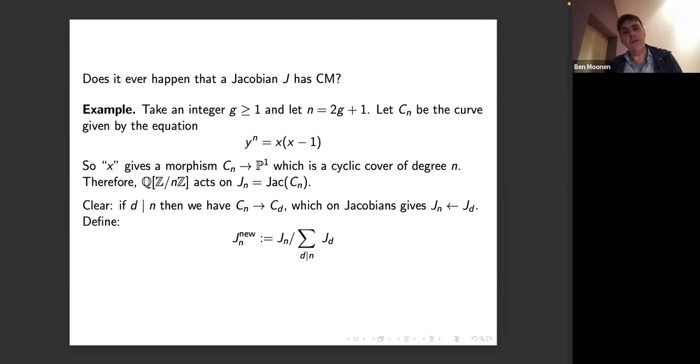And now it's a good thing to define the new part, or some people would even call it the prim part or the primitive part. I don't care so much about terminology here, but I'll define it as J_n with a "new" on top. And it's the Jacobian J_n modulo all the stuff that you get from proper divisors of n, the d properly dividing n. So you mod out all the smaller Jacobians.